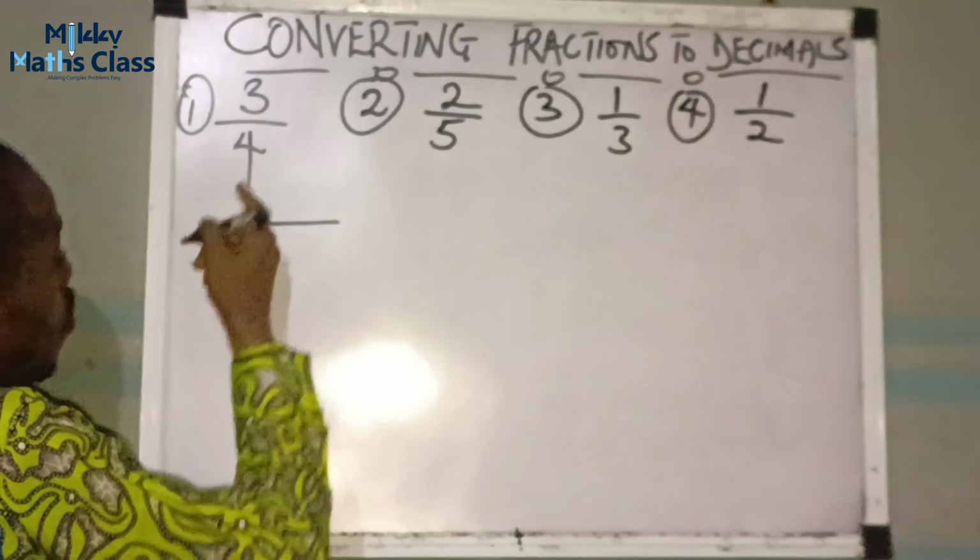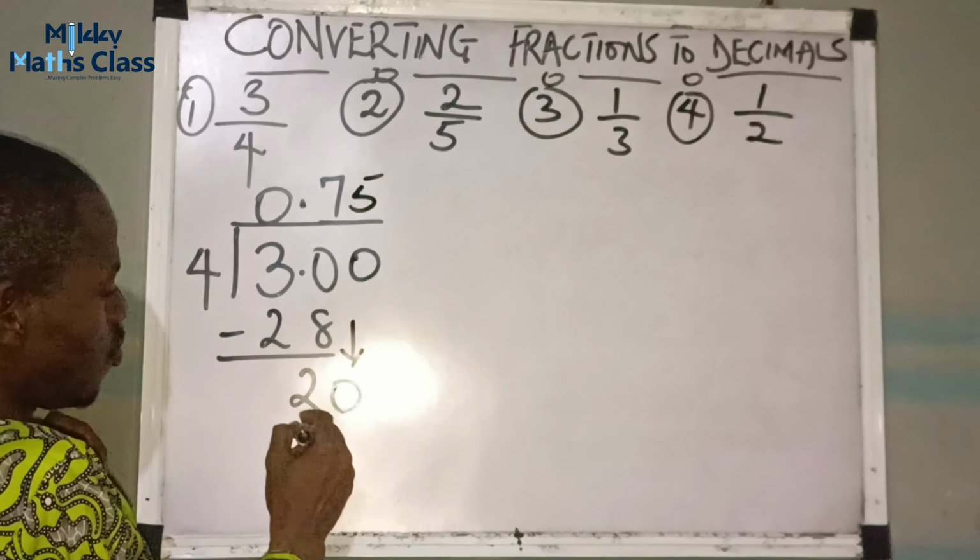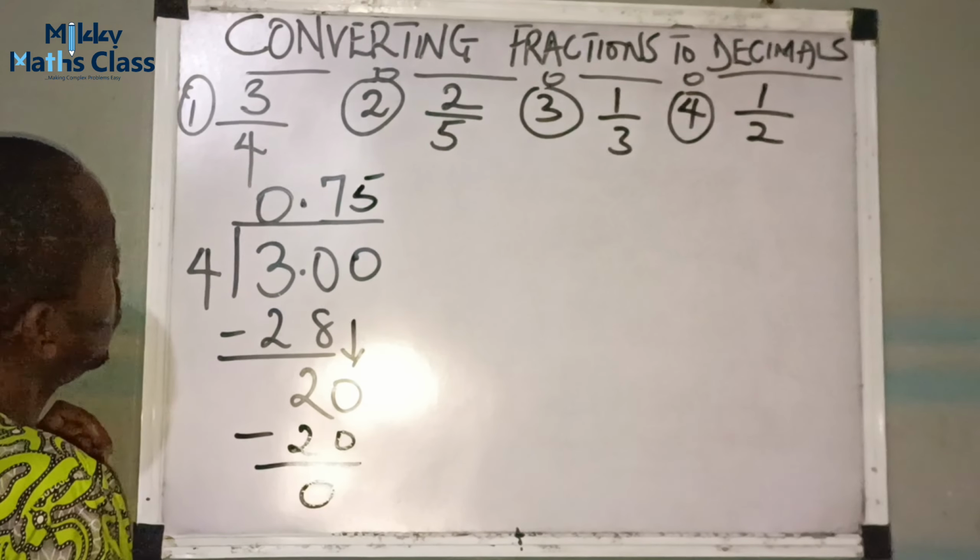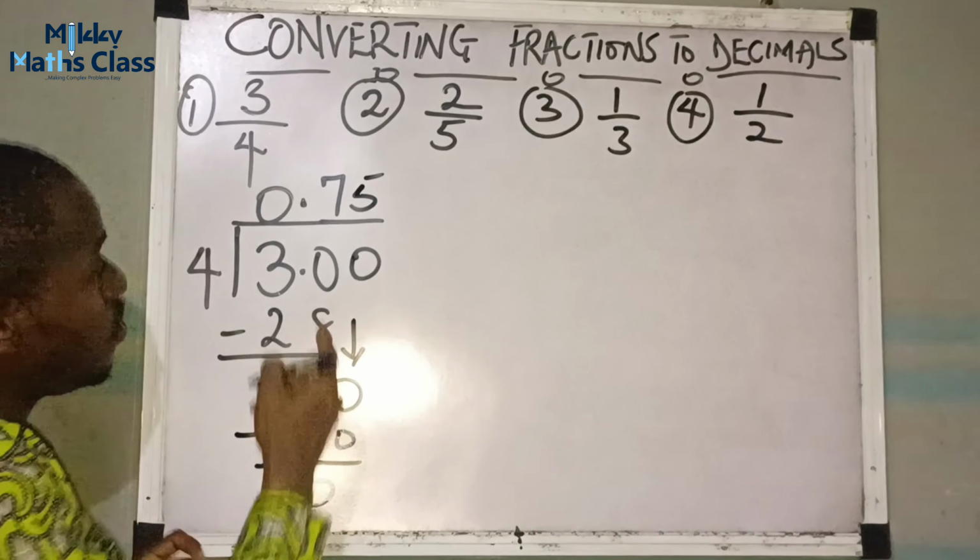Now, I will write this 3 in the form 3.0. Now, I will say 4 in 30. I put my decimal point here. That's 7. 7 times 4, that's 28. I subtract. This will give me 2. Now, the same thing, I will expand this 3.0 and add another 0, then bring it down here. So I say 4 in 20, that's 5. 5 times 4, that's 20. So 3 divided by 4 is 0.5.